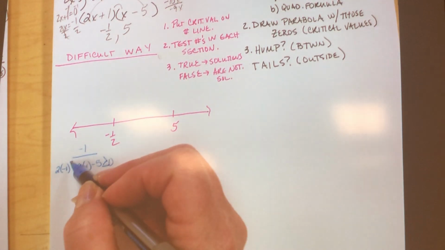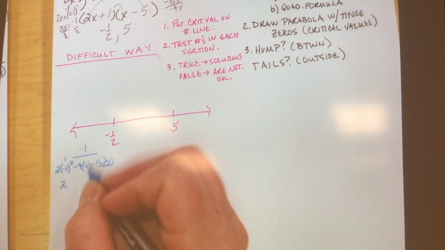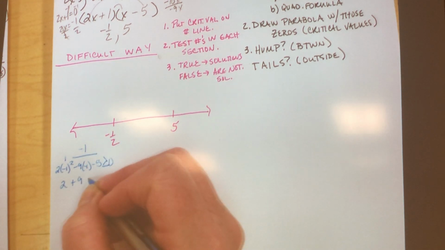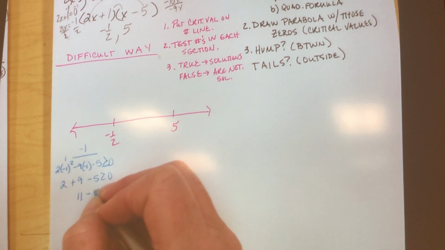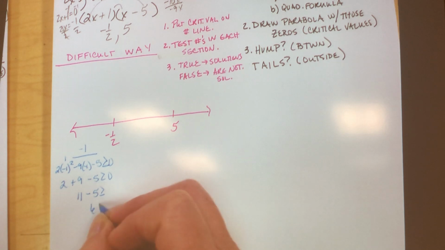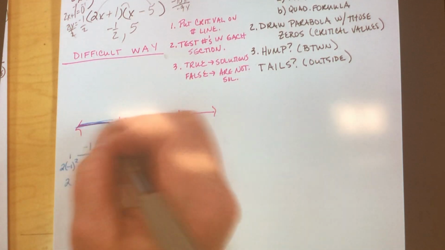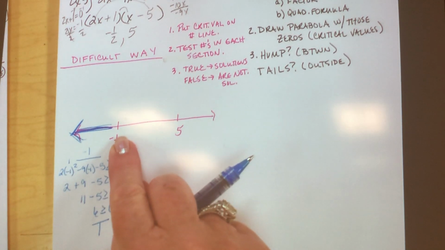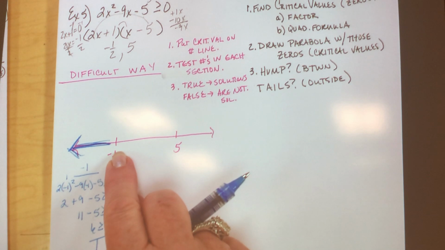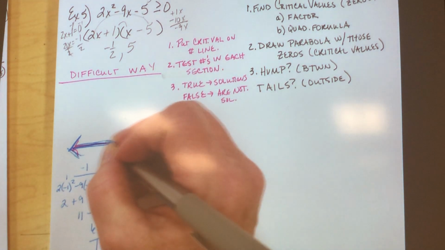What's -1 squared? 1. What's 2 times 1? 2. What's -9 times -1? Plus 9. Minus 5. What's 2 and 9? 11 minus 5 is 6, greater than or equal to 0. Yes. Then that means my solutions lie any point over here. Does it include this critical value? Yes. Why? Because it's or equal to. Very good. It's or equal to right there. Good job.